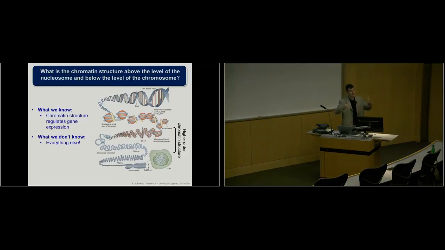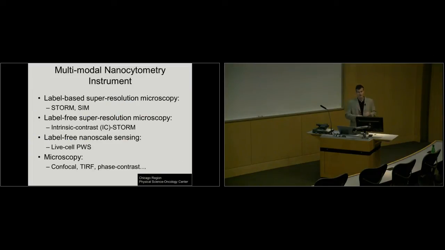We know a high-order chromatin structure plays a critical role in gene regulation. It is important in carcinogenesis. The rest is really very poorly understood. And that's where the Nanocytometry Core and its capabilities can potentially help.